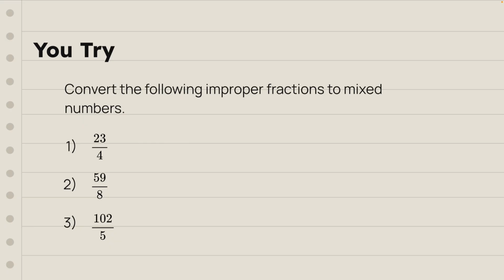So I want you to try these ones. You're going to convert them from the improper fraction to a mixed number. Pause the video, try them out, and start it up again when you're ready. Okay, so 4 goes into 23 5 times with 3 left over. So I'm going to write it as 5 and 3 over 4. 8 goes into 59 7 times with 3 left over. And 5 goes into 102 20 times with 2 left over.